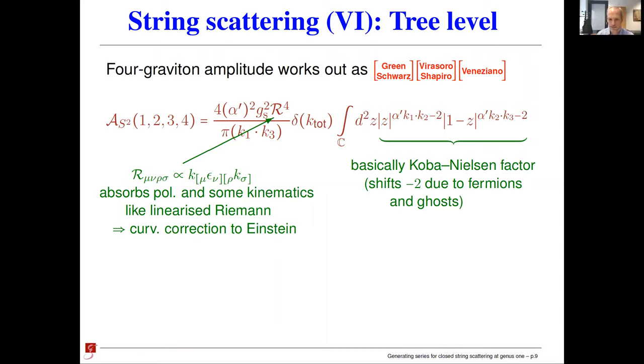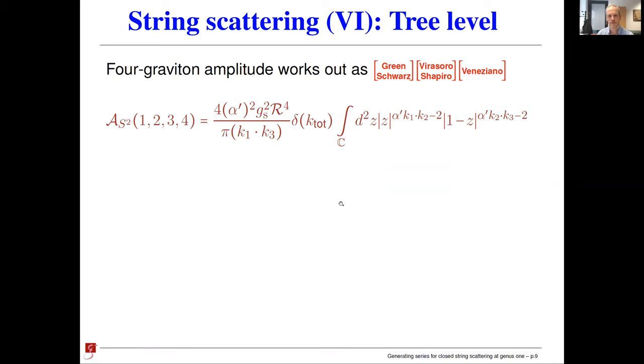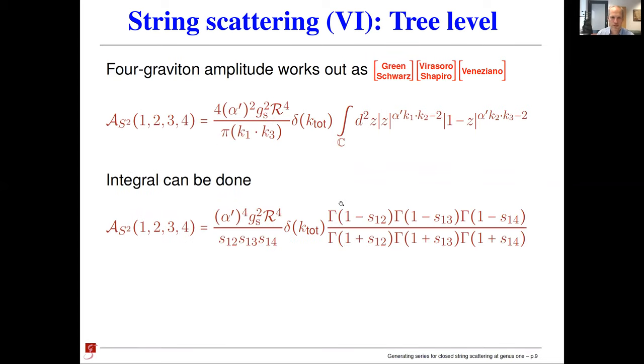And this is the thing we want to integrate, and this integral here over z is something that you can do in terms of gamma functions. So that is the answer that you get. I've reproduced the same factor out here, up to some small changes in terms of the momenta. So these are the Mandelstam variables. But the interesting part of the integral is really this quotient of gamma functions.